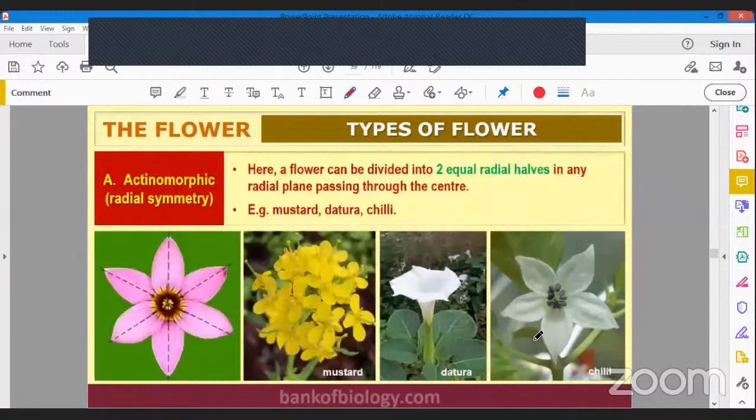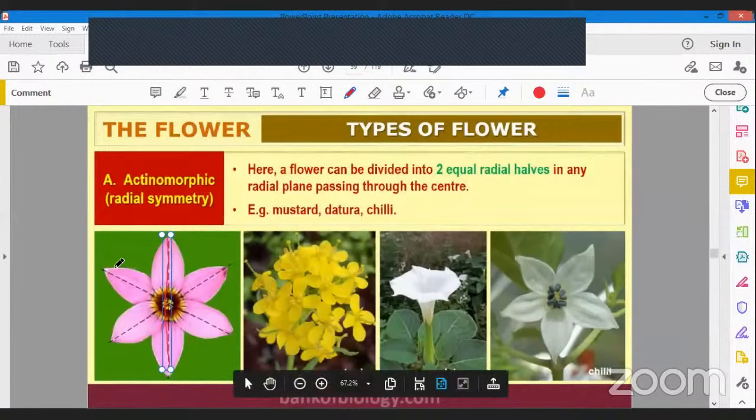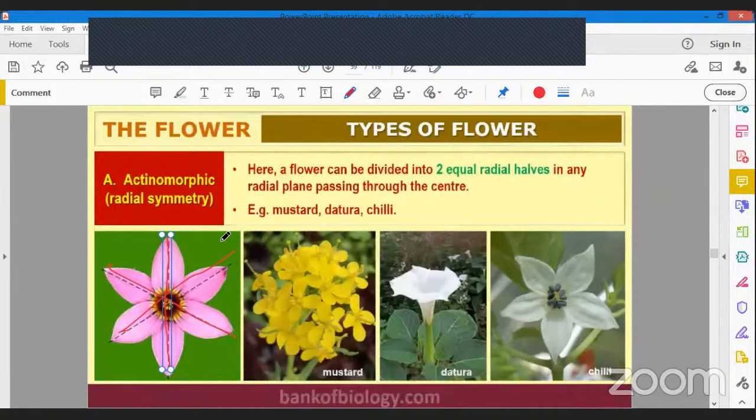Now we'll have the actinomorphic flower. So what are actinomorphic flowers? Here the flower can be divided into two equal halves in any radial plane. If you cut it in this direction, you get two equal halves. In this direction also, you get two equal halves. This is radial symmetry. Take down examples: mustard, datura, and chili.